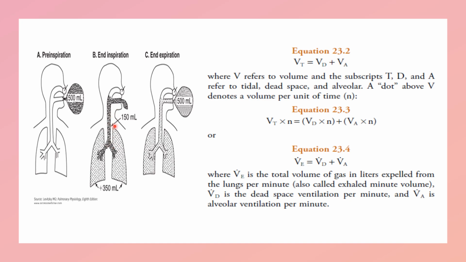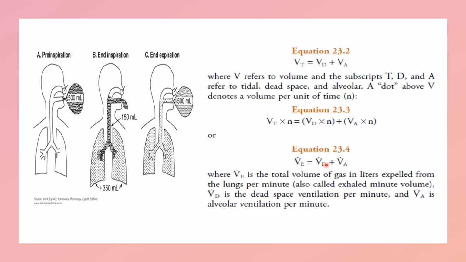So the tidal volume is equal to the dead space volume plus the alveolar volume. Now if we multiply all these, the tidal volume, the dead space volume and the alveolar volume, by the respiratory rate n, we get this equation. So Vt times n gives V-dot e, which actually means the exhaled minute volume. We can call it the exhaled minute volume.